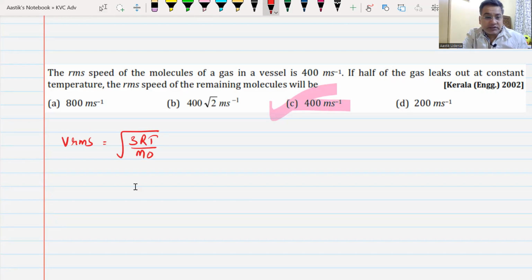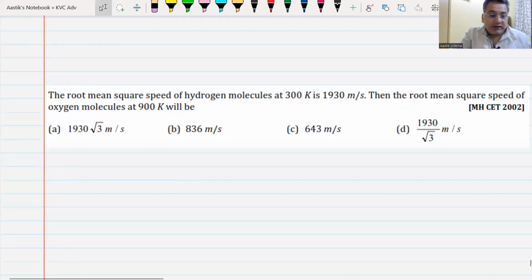Comes the next question. The RMS speed of hydrogen molecules at 300 Kelvin, we have found it out, is 1930 meter per second. Then the root mean square speed, RMS speed of oxygen molecules at 900 Kelvin is how much? Give you 1 minute to do this.